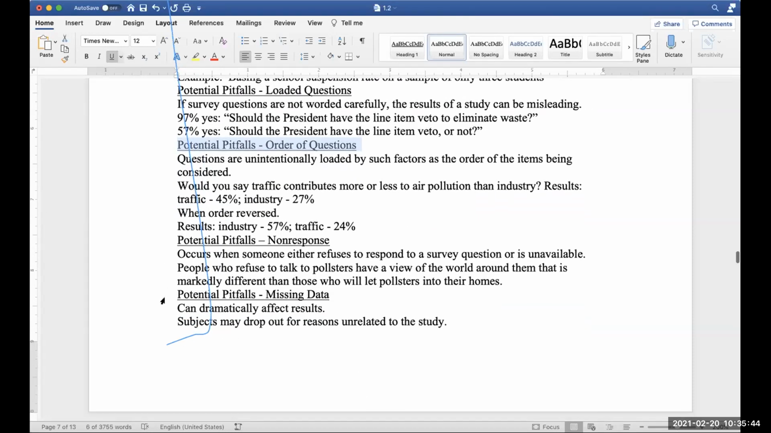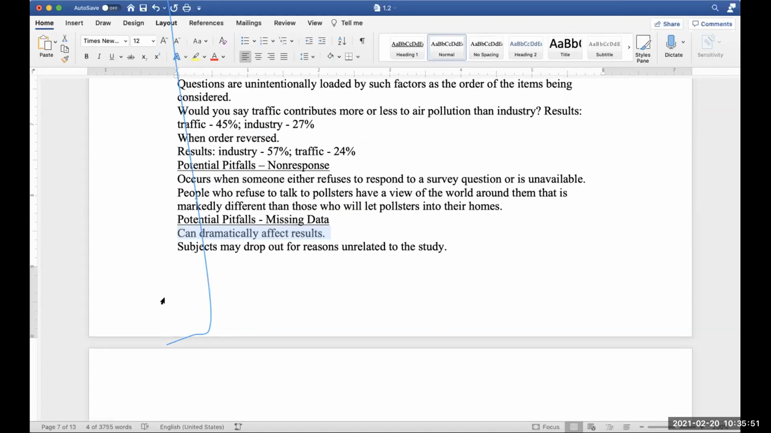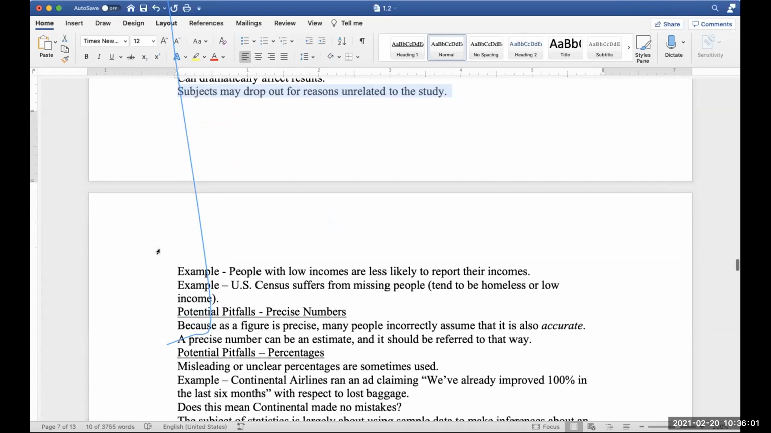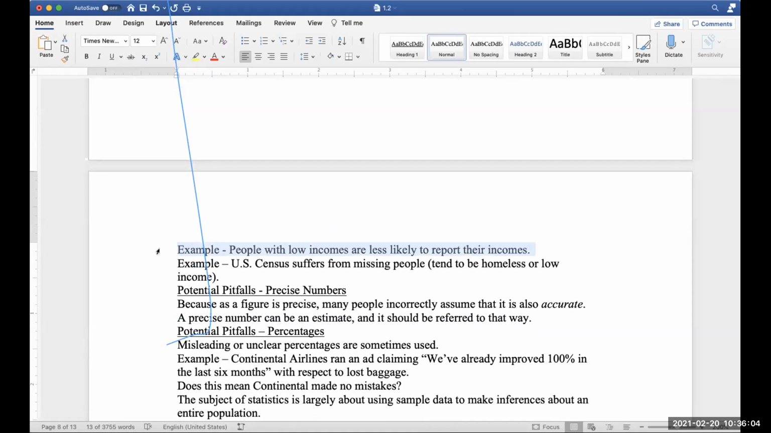So next, missing data. Missing data can dramatically affect your results, and data can drop out for a variety of reasons. Examples: people with low income are less likely to report their incomes. People who are homeless, low income, or minorities are less likely to be included in the US Census.